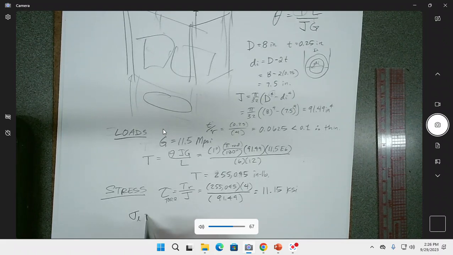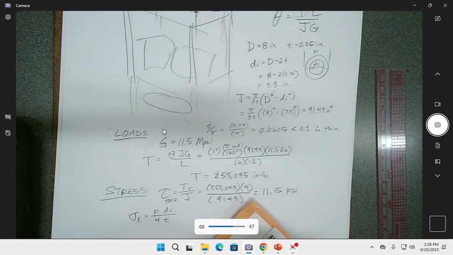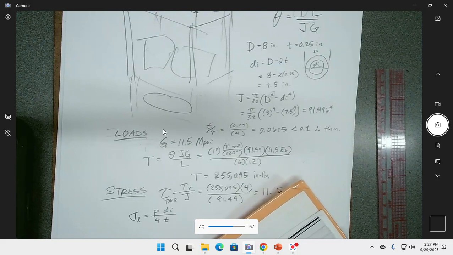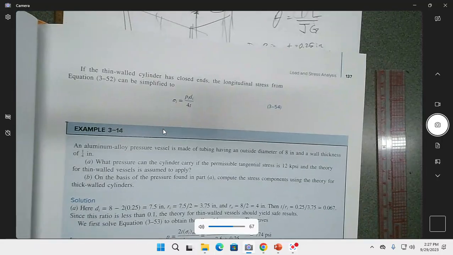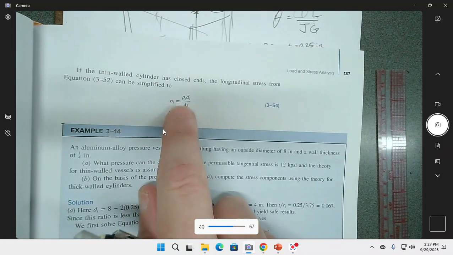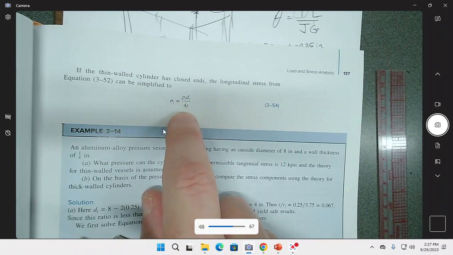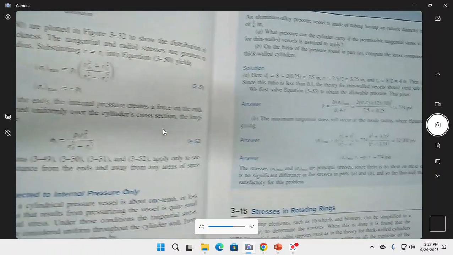We go longitudinal, and it's going to be the pressure times the inside diameter divided by 4 times the thickness. Let's look it up. Don't really trust my recollection, but it's also an opportunity to point out the pitfall, right? Okay, so here is the one that I just wrote down: P d_i over 4t. Here's the pitfall, though.